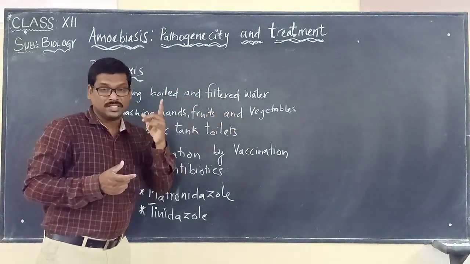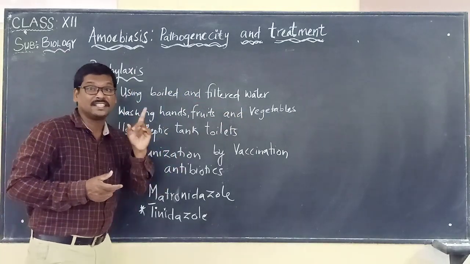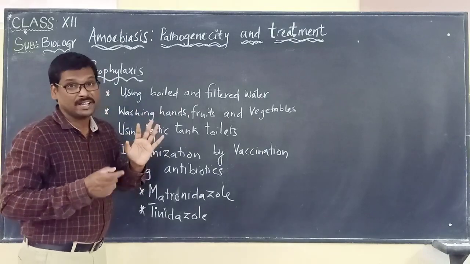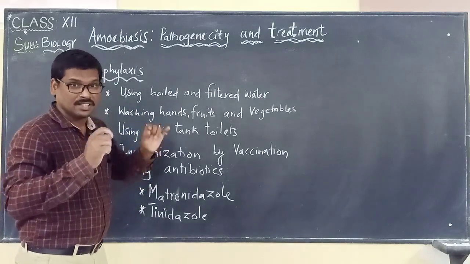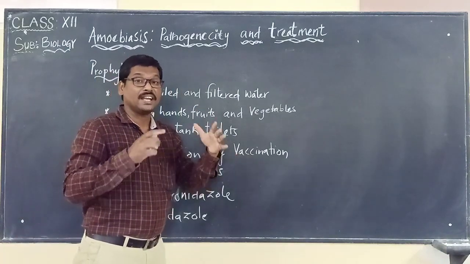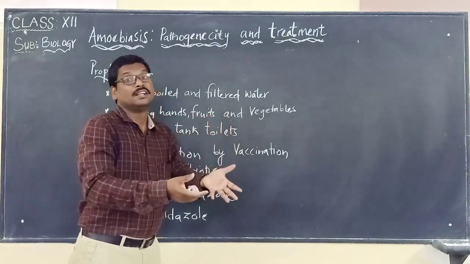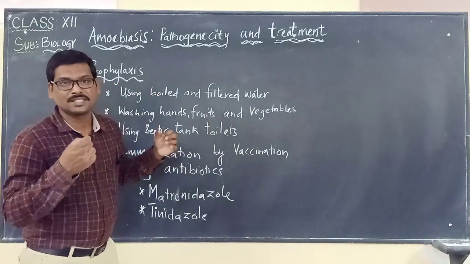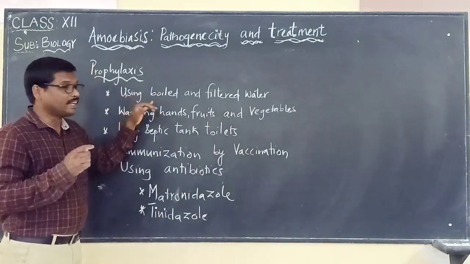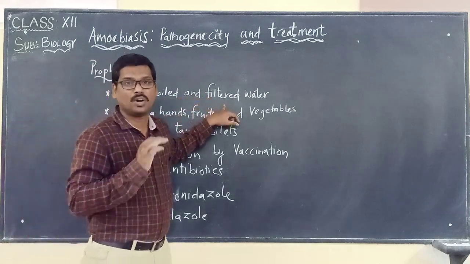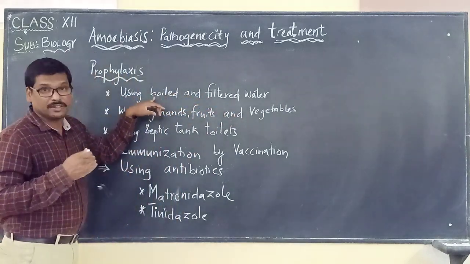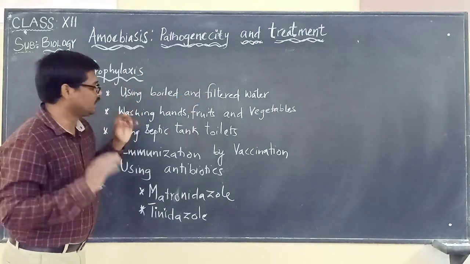Why? Because this disease is caused by contaminated water. Which means that if Amoeba histolytica is present in the water, and a person drinks that water, then the person will suffer with that disease. So that's why we should go for drinking boiled and filtered water. We can prevent this disease by drinking boiled and filtered water.